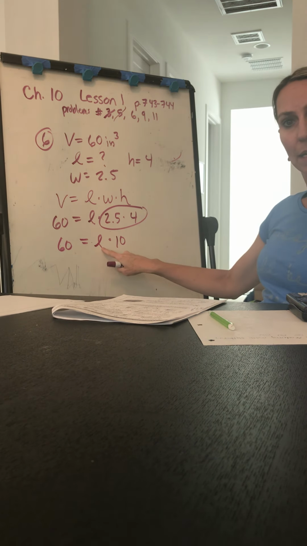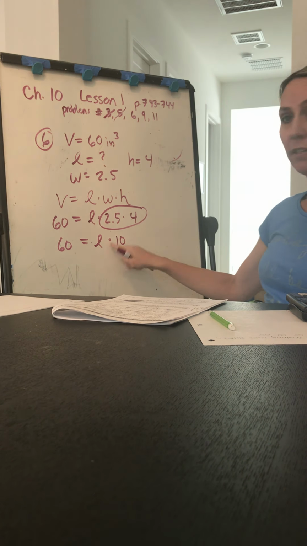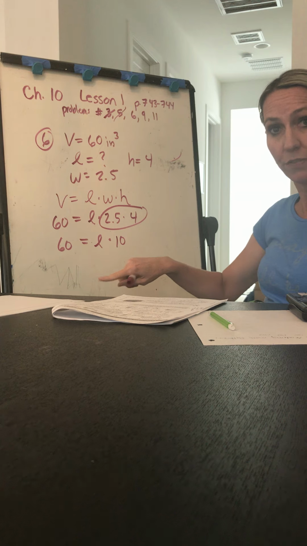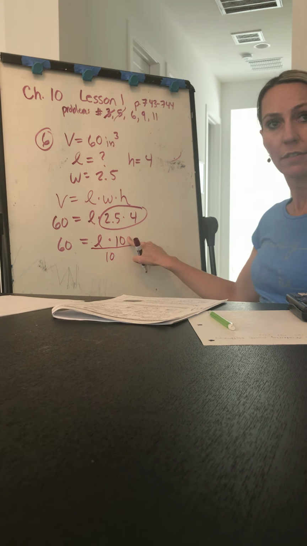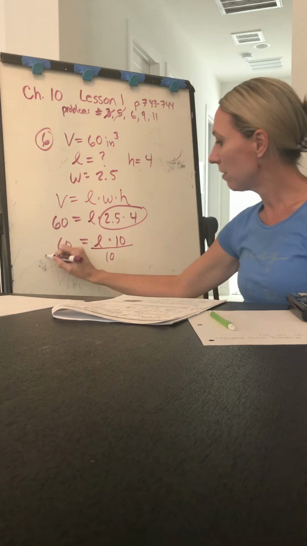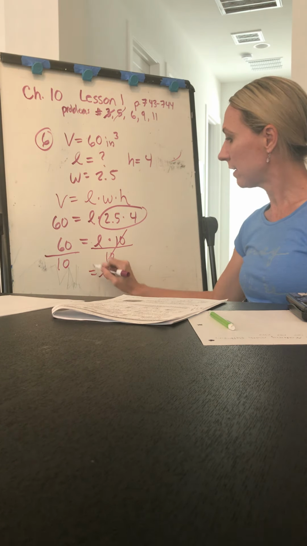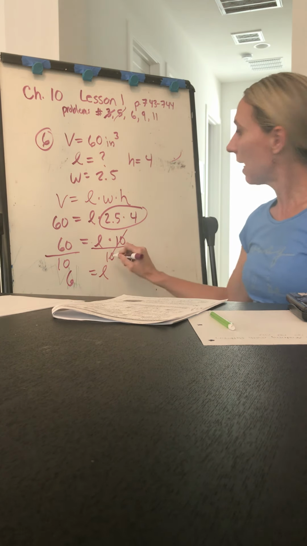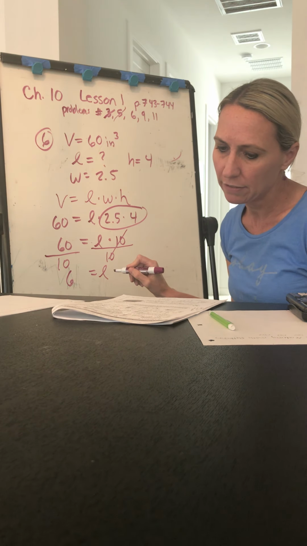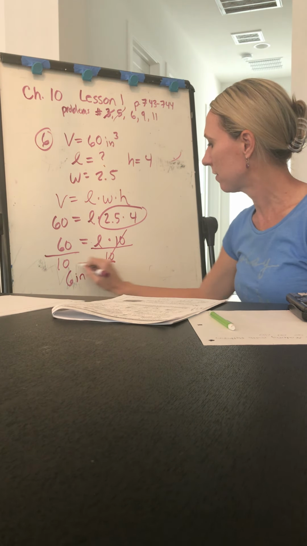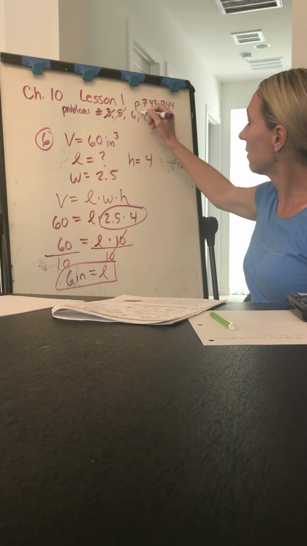Now, to get L by itself, after I multiplied that, I need to get rid of this 10. This is multiplication, so I do the opposite of multiplication, which is division. And I'm going to divide this side by whatever that number is. And then whatever I do to this side, I do to this side. That cancels, and I'm left with 60 divided by 10, which is 6. And the length is in inches, I believe. Yep, so it's just going to be 6 inches. Okay, and I boxed my final answer, just like that. Okay, so that was number 6 from the homework.